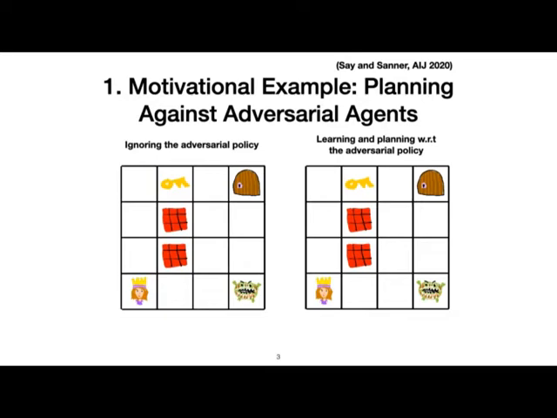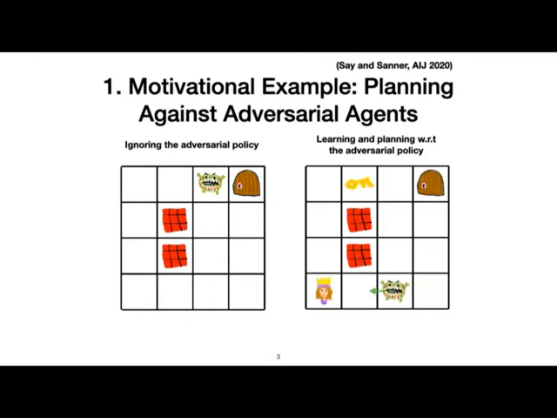Since we do not assume knowledge of the adversarial policy of the enemy, one can try to ignore this policy and plan without it. In this example, we will see that the enemy will intercept our agent when we ignore the adversarial policy of the agent. However, if we learn this adversarial policy from, let's say, data, we can learn things like baiting the enemy and successfully plan with respect to the adversarial policy of the agent.